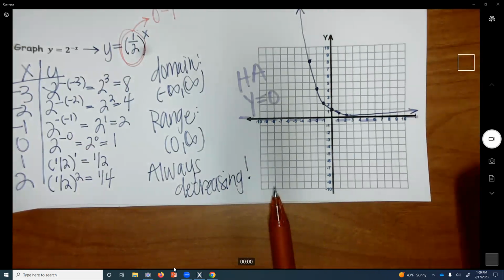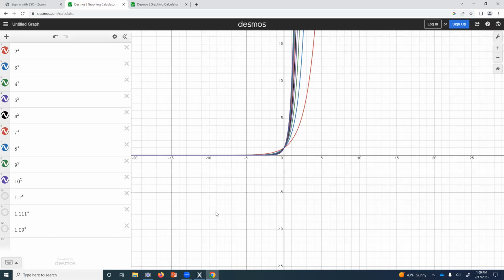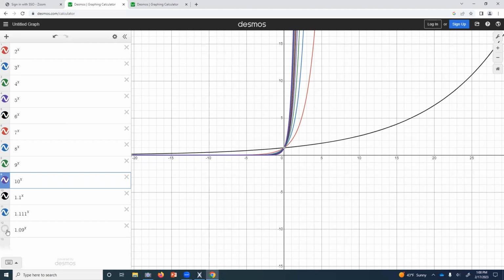So let me go back to Desmos here like I did last video. Here's what we saw last time. They all had that same y-intercept right here at 0, 1, because anytime you put a 0, you get to the first power. And as this got bigger, this got steeper. When the bases got bigger, the exponential got steeper and steeper. When it went less than 2, but still more than 1, you still had an exponential, but it was a lot more shallow of an incline.